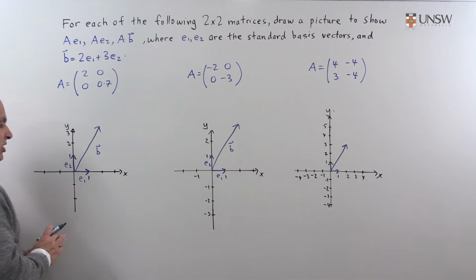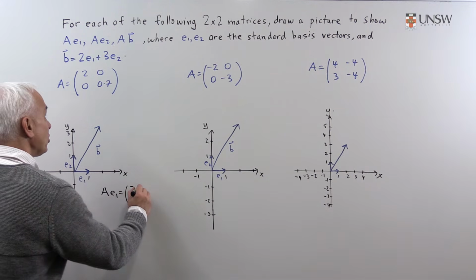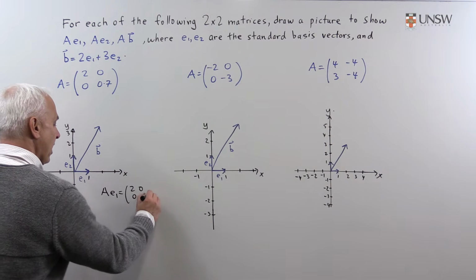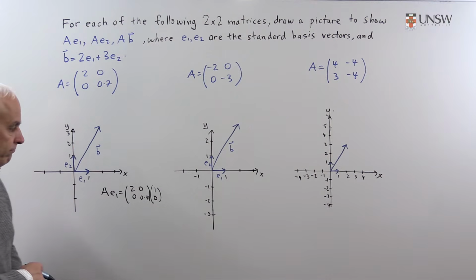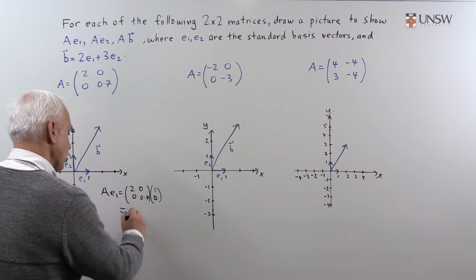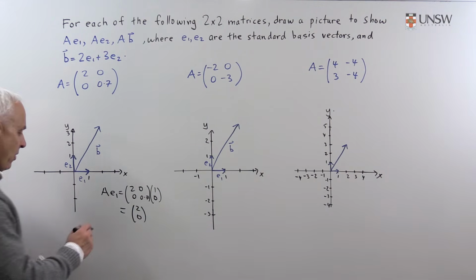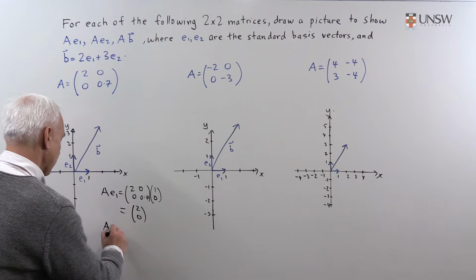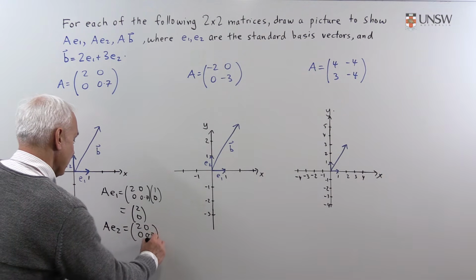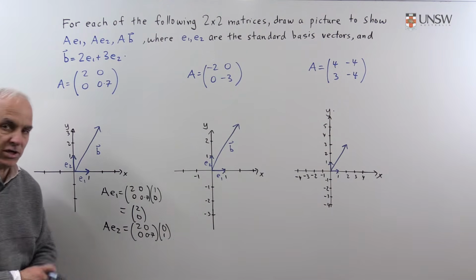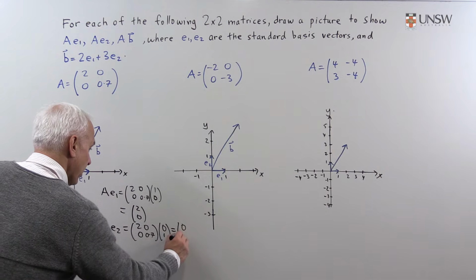We'll make a computation down here. So A of E1 will be taking the matrix 2, 0, 0, 0.7, and we're multiplying it by the vector 1, 0. That's what E1 is. When we do that, we get just 2, 0, namely the first column. If we do the same thing with the second basis vector, AE2, then we get 2, 0, 0, 0.7 times 0, 1. That's the second basis vector, E2. And when we do that multiplication, we get 0, 0.7.